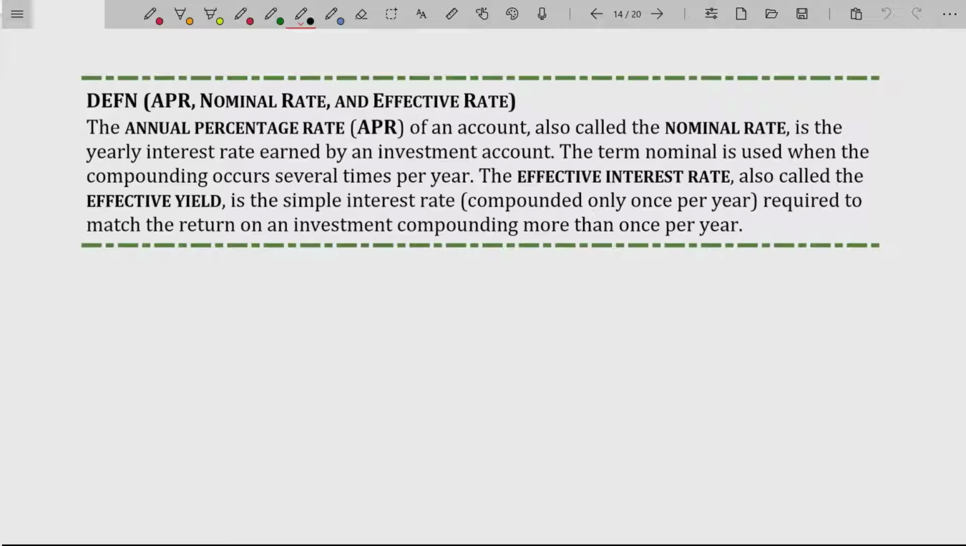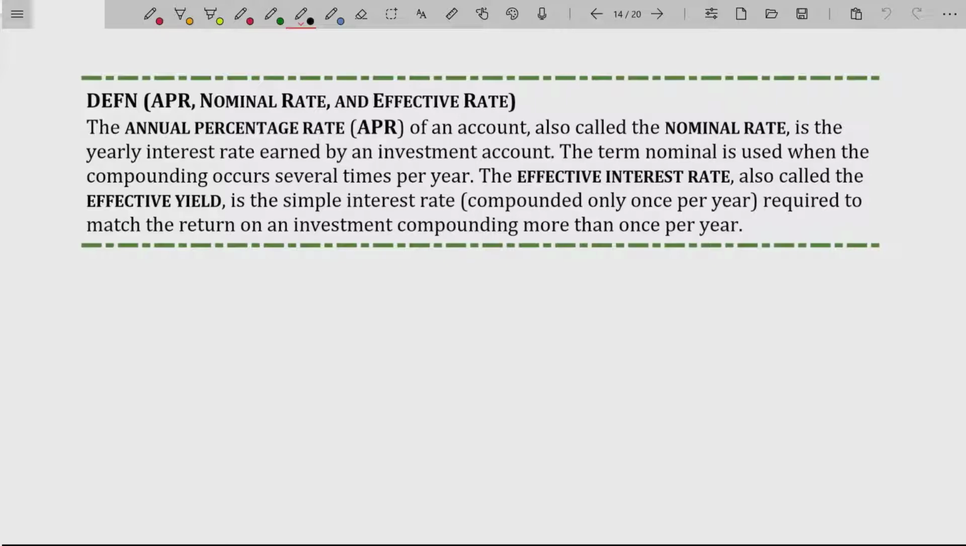That's it. So when you go to a bank and they say they'll give you 5% interest for investing your money there, that's an APR. The term nominal is used when the compounding occurs several times per year. Generally speaking, APR as well. So when they say the APR is 6%, it might be compounded 12 times a year, but it's 6% divided amongst 12 periods throughout the year. The effective interest rate, or the effective yield, is the simple interest rate compounded only once per year that's required to match the return on an investment compounding more than once per year.